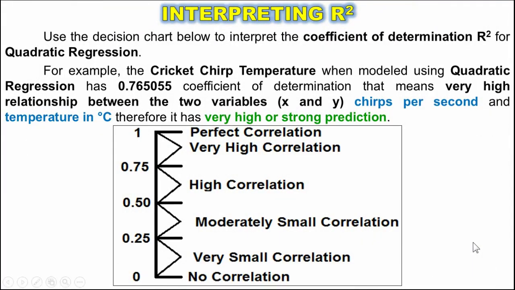Use the decisions chart below to interpret the coefficient of determination r squared for quadratic regression. For example, the cricket chirp temperature, when modeled using quadratic regression, has 0.765055 coefficient of determination. That means very high relationship between the two variables x and y, or the chirps per second and temperature in degrees Celsius. Therefore, it has a very high or strong prediction.